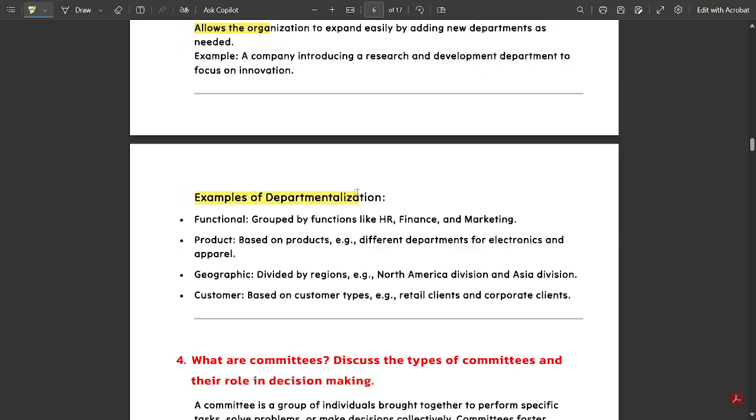Some of the examples of departmentalization are: under functional, grouped by functions like HR, finance, and marketing. Under product, based on products, for example, different departments for electronics and apparel. Geographically, divided by regions, for example, North America division, Asia division. Customer-based, based on customer types, retail clients and corporate clients. Okay, so these are some of the examples.